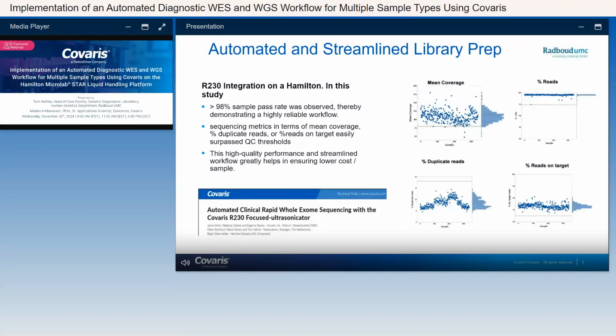Also, speaking about sequencing metrics, which include mean coverage, percentage duplicate reads, and reads on target, these consistently exceed the QC threshold. This streamlined and high quality workflow significantly contributes to reducing the cost per sample. Tom will provide more insights into this automated clinical rapid whole exome sequencing workflow in a while.